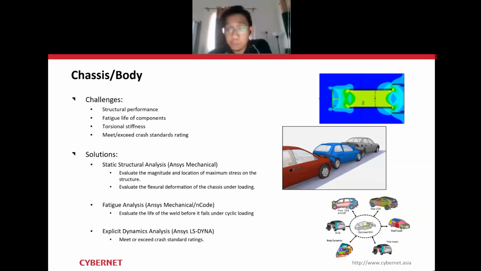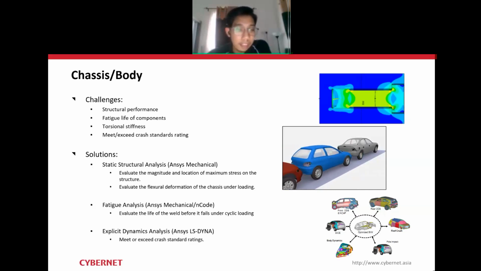So Ansys has multiple solutions for this kind of problem. We can use Ansys Mechanical, for example, to do static structural analysis, where we can evaluate the stresses or the deformation of the chassis. We can also do fatigue analysis to evaluate the life of the parts and determine how long before it fails. And for crash analysis, Ansys has Ansys LS-DYNA, which allows for explicit dynamic analysis. The user can basically set up the crash test environment inside the Ansys LS-DYNA view.